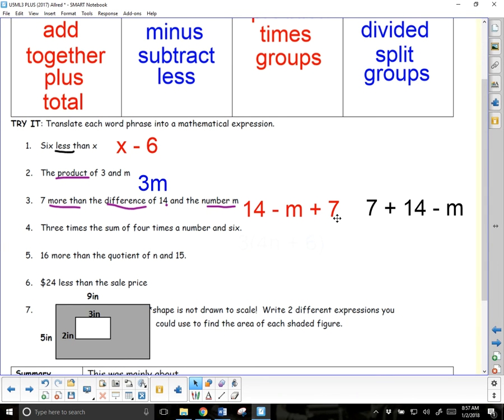I want you to try number 4 on Ed Puzzle. Number 4 says 3 times the sum of 4 times the number and 6. This one's a little bit harder, but I want you to try it on Ed Puzzle right now. Okay, great effort there. That's awesome.